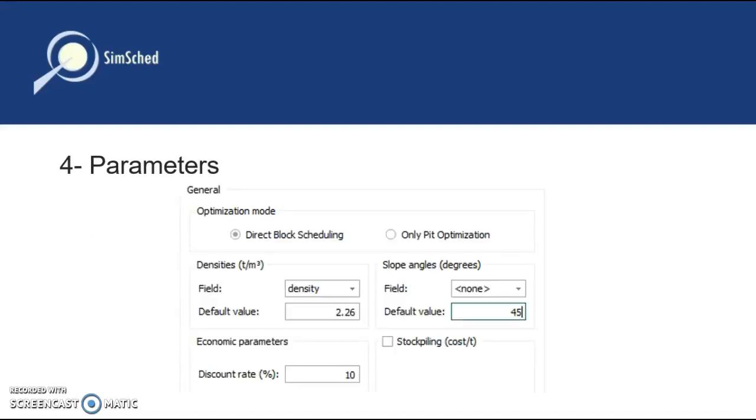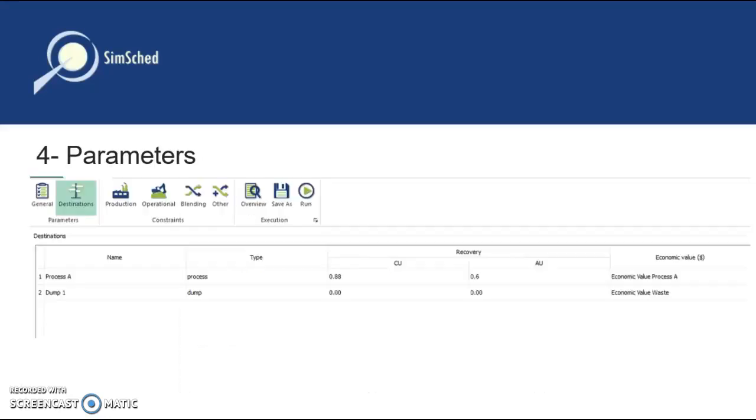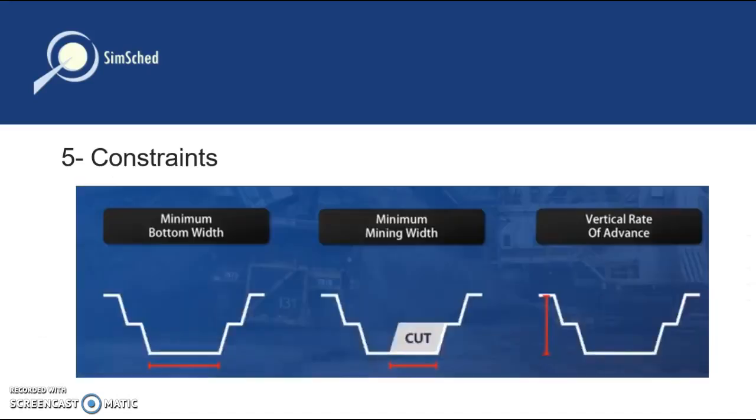Different parameters refer to the density and slope angles. The values of slope angles and density were proposed by MineMath Associates. The recovery is similar for both scenarios. In this case, it's 88% for the copper and 60% for gold.